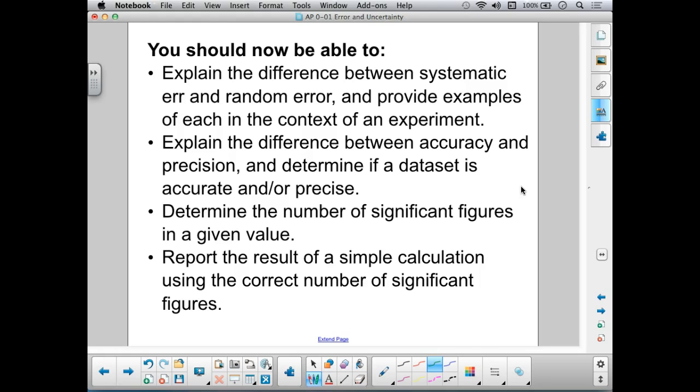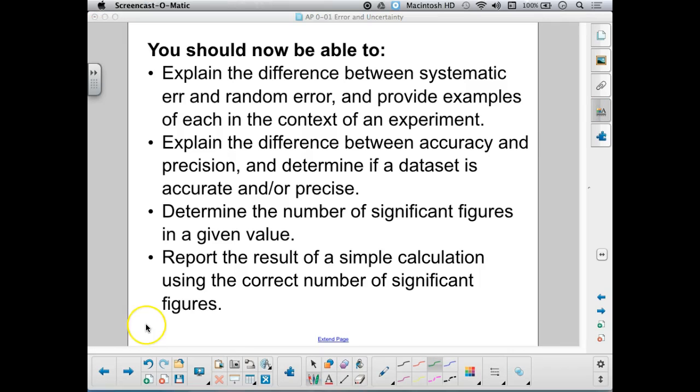Now, determine the number of significant figures in a given value. Just go back to our rules. And report the result of a simple calculation using the correct number of significant figures. And what I mean by simple calculation is just like a basic addition, subtraction, multiplication, or division problem. Anything more complex than that we're going to be getting into later, but just focus on the simple calculation for now. And remember, folks, this is a video, so if you weren't sure about anything, go back, rewind, replay the parts of the video that you were unsure about, redo those examples, step through how I solve them out, and you can gain some more understanding that way.